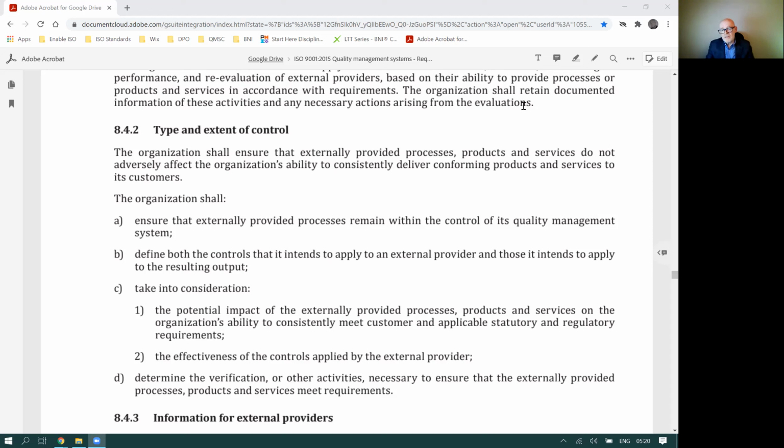So, it's just kind of one part, but then you've got the external part for type and extent of control. For example, where you might have a fulfillment house or an external printer who prints and delivers leaflets on your behalf. Well, maybe you need to go and visit them and carry out an audit at their site for how they're looking after your work. And that's quite commonplace in the ISO community.